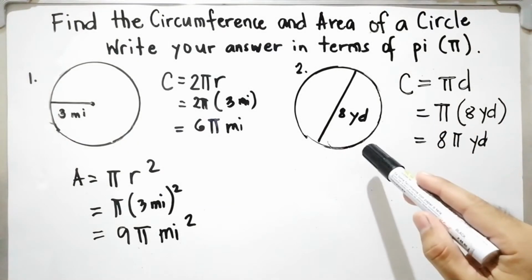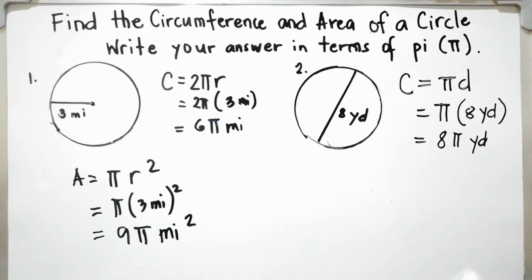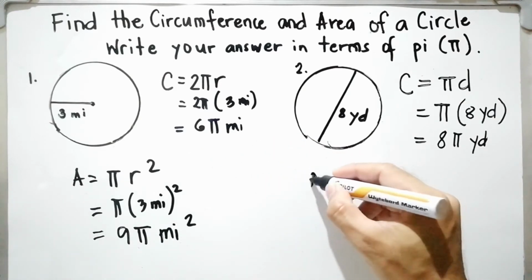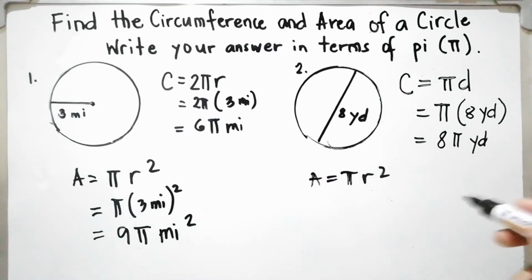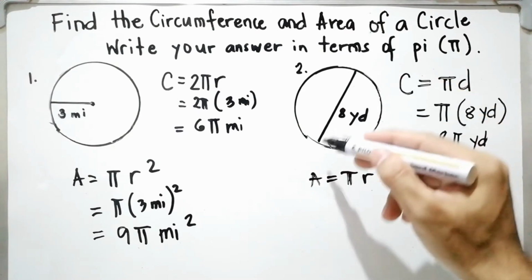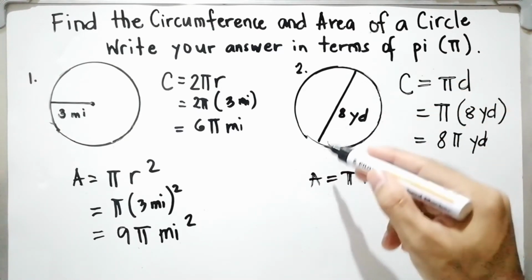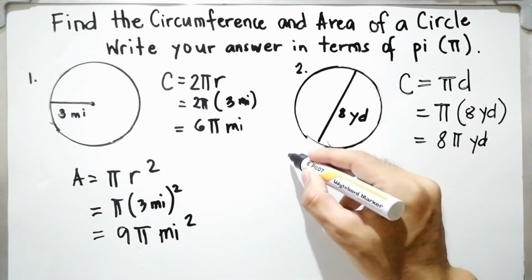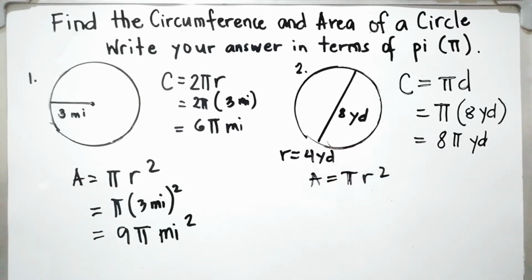So let us have the area of this circle. Again, the formula in finding the area of the circle is A equals pi r squared. We need the value of r, but the given is the diameter. Again, r is half of the diameter. Half of 8 is 4 yards. Therefore, r is equal to 4 yards.